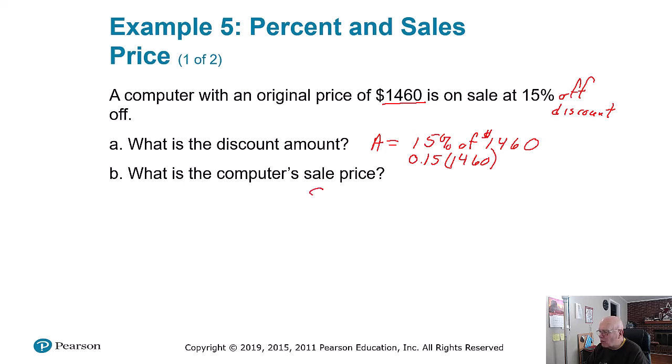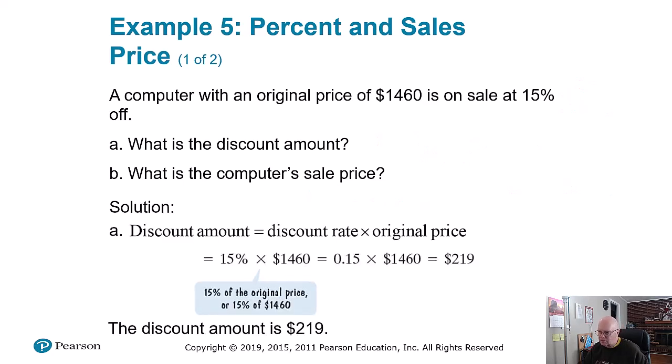And what's the sale price? Of course, it's the price that was on it. Oops. Price on it minus the discount. Not minus the discount rate, it's the discount amount. And that's how you calculate those two.